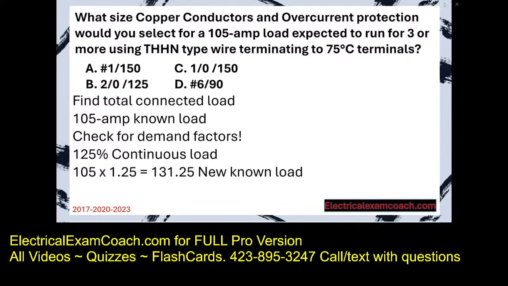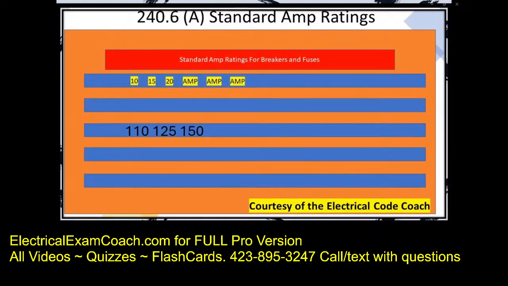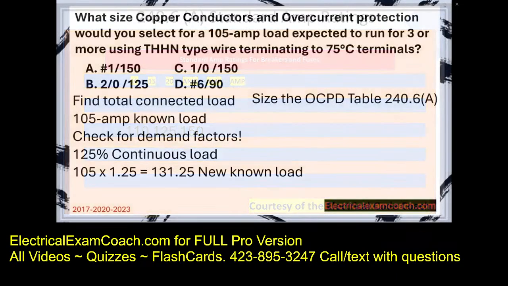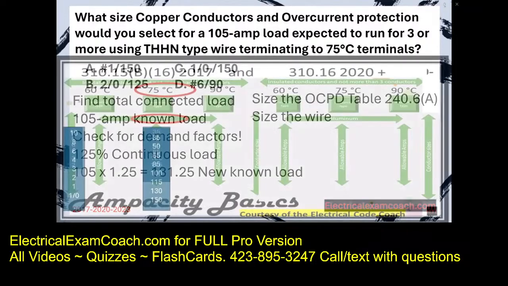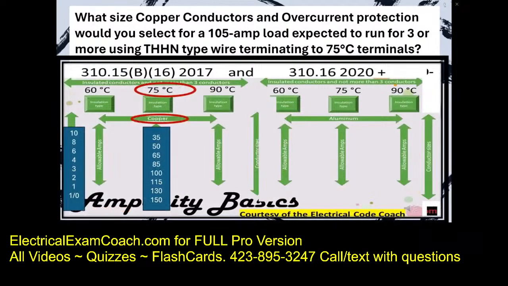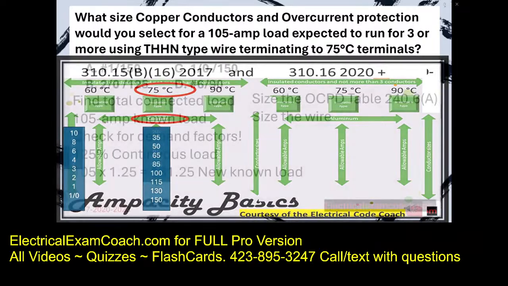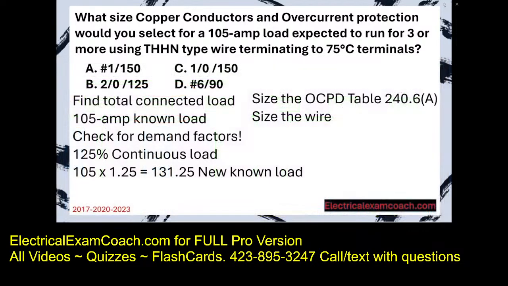And now we can size our overcurrent protective device. We head to table 240.6(A) and we choose the next standard size, which is a 150. Now we can come back and size the wire. We head to our ampacity table. We're on the copper side, 75 degree C column. We're going to go down and we're going to find a wire that covers the known load. And we're good to go. We're going to select a 1/0 on 150. Let's get to it.